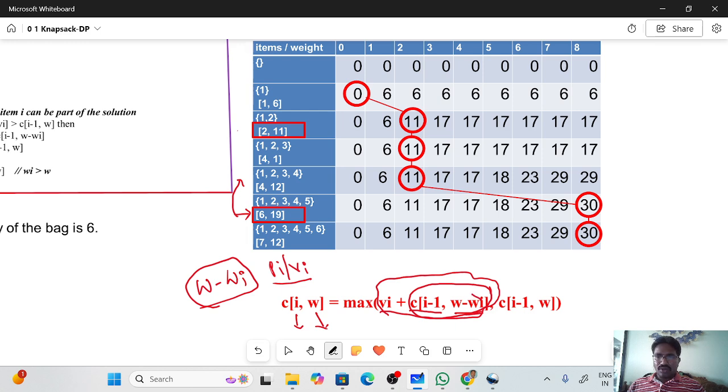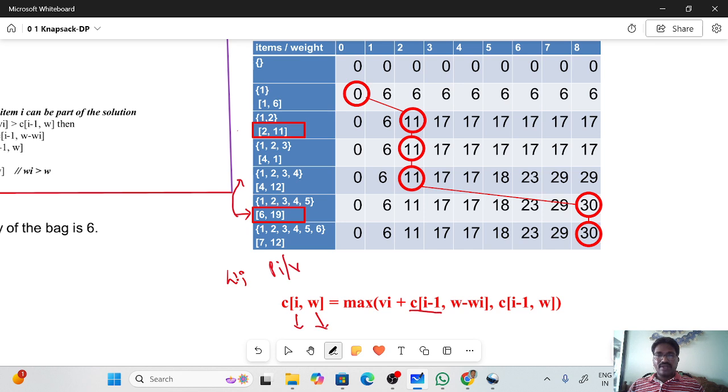When I am not including it, what value am I getting? The value at W only, from the previous row, which is i minus 1. I check which is the maximum, and that is what I take as S_i. So that is the recursive equation we are going to use, and with the help of that recursive equation we are going to fill this table.